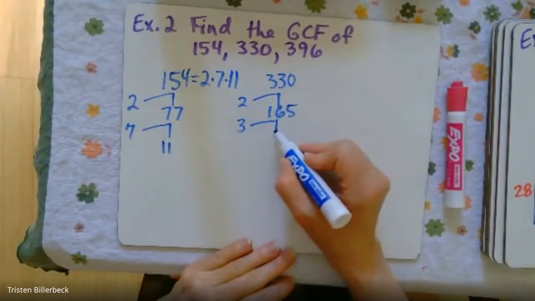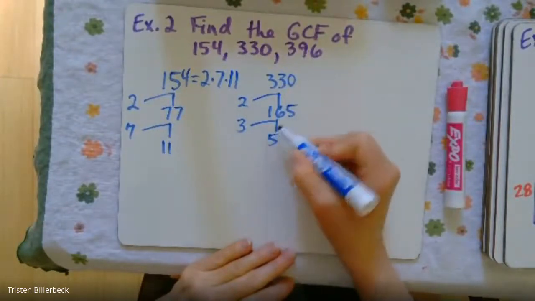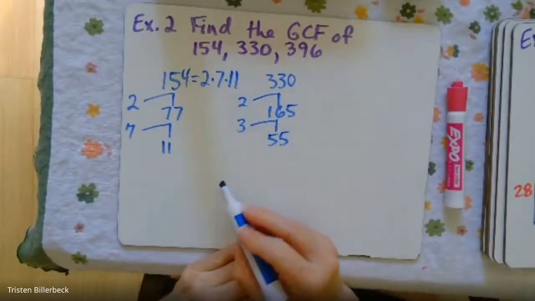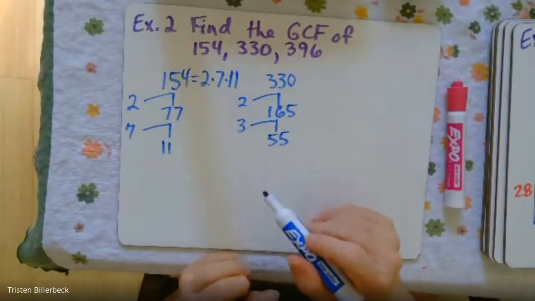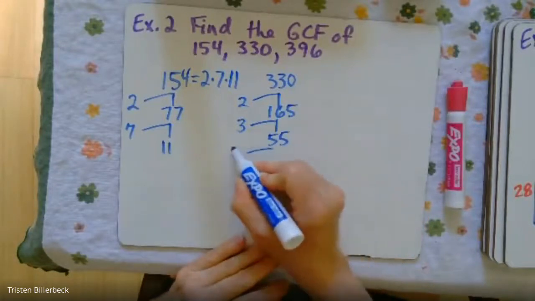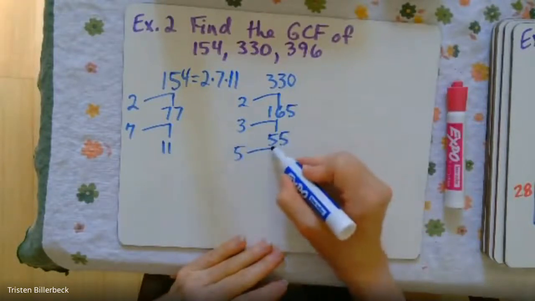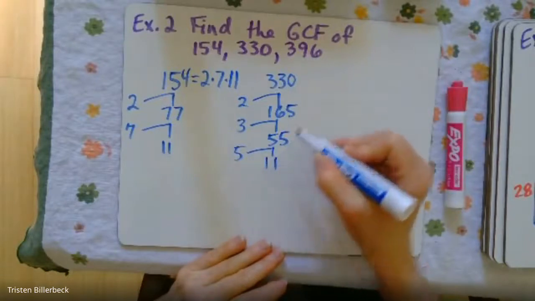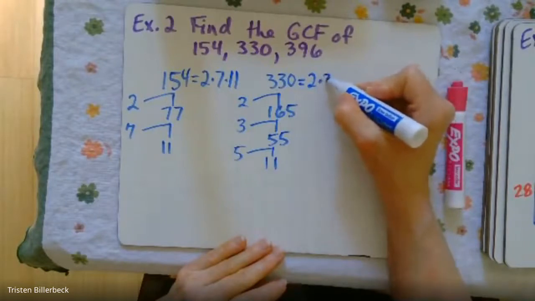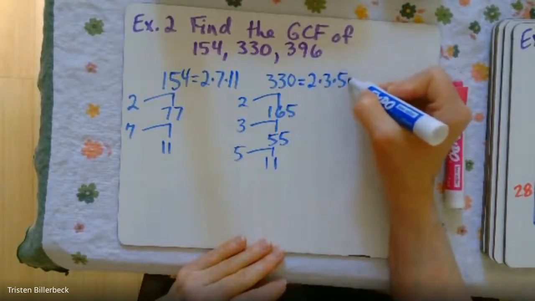So 3 into 16, that's 5 times. Carry a 1. 3 into 15 is 5 times. All right, so 5 plus 5 is 10. That is not divisible by 3 anymore, but it is divisible by 5 because it ends in 5. And we get 11. So this prime factorizes as 2 times 3 times 5 times 11.